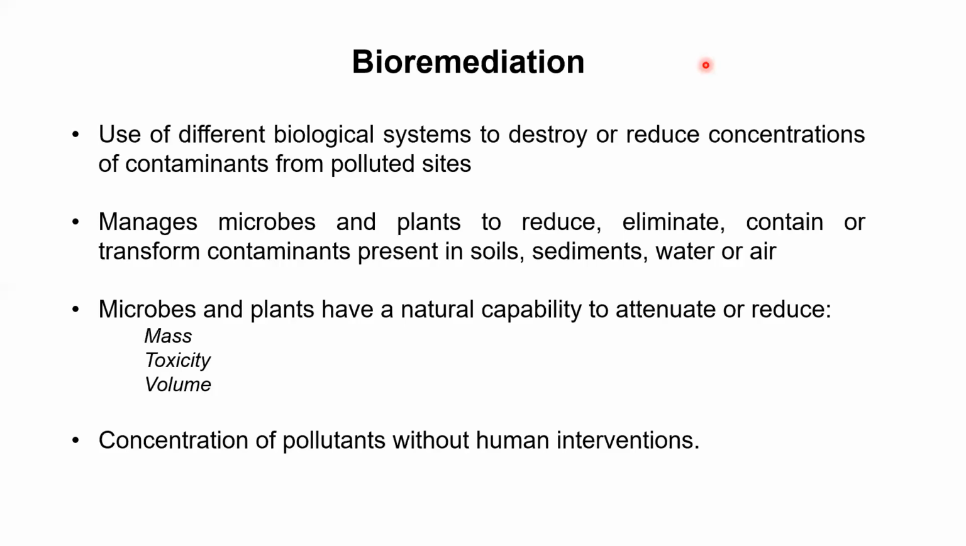Now, how can we reclaim, how can we get rid of this pollution? So we use different biological systems, either to reduce the contamination or to get rid of it completely. Biological system refers to microbes and plants. Mostly bioremediation is connected to microbes, but plants can also be a part of it. When we say bioremediation, generally it represents microbial bioremediation, but technically you could include plants in this.